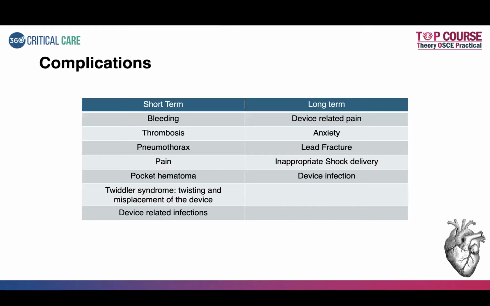Coming to the complications, you have short term and long term. Short term are bleeding, thrombosis, pneumothorax, pain, pocket hematoma, Twiddler syndrome because of twisting and misplacement of the device, and device-related infections. In the long term, there can be device-related pain, anxiety, lead fracture, inappropriate shock delivery, and device infection.